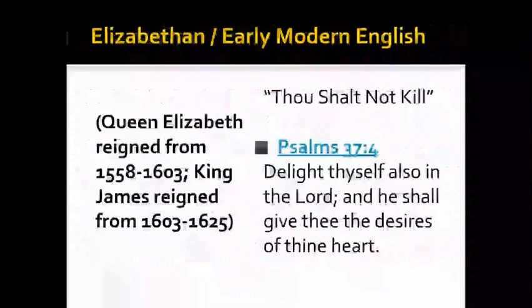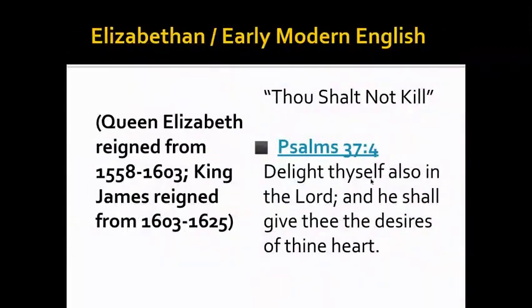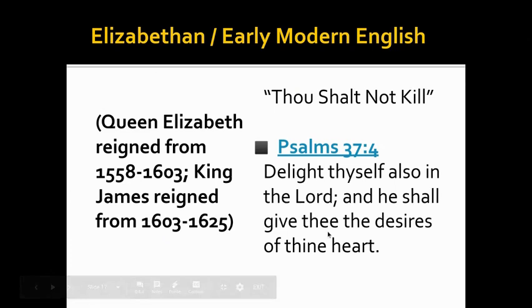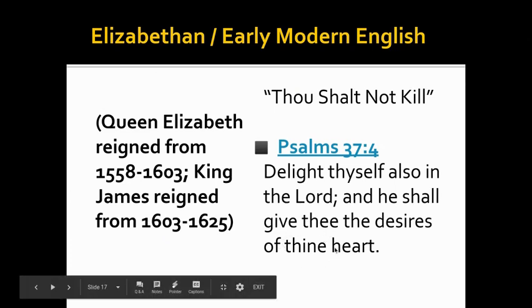King James also reigned for quite a while, and this was the time of the King James Bible and so on. And so if you look at the Psalms quote here, "Delight thyself also in the Lord, and he shall give thee the desires of thine heart." And so words like thyself mean yourself, or down here, thee means you, or here, thine means your. And so we can understand it more or less.